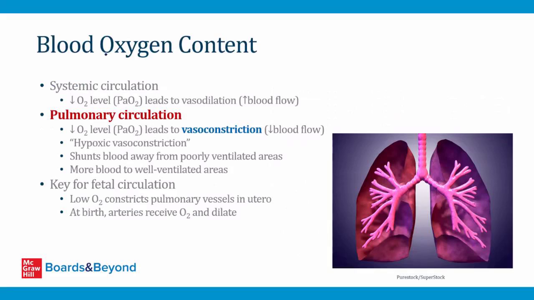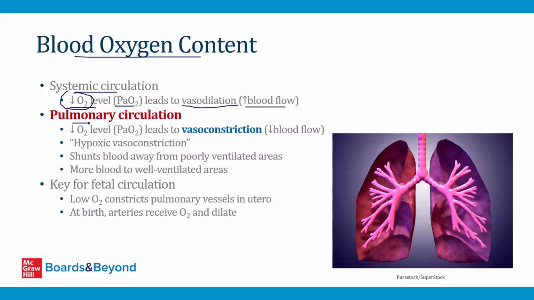The amount of oxygen in the pulmonary circulation, in other words, the blood oxygen content, has an important effect on pulmonary blood flow. So in the systemic circulation outside of the lungs, when there's a low level of oxygen in the blood, in other words, a low PaO2, this leads to vasodilation in many tissue beds. And the idea is that many tissue beds recognize the low oxygen content and they vasodilate to raise the amount of blood flow so that they continue to get enough oxygen.